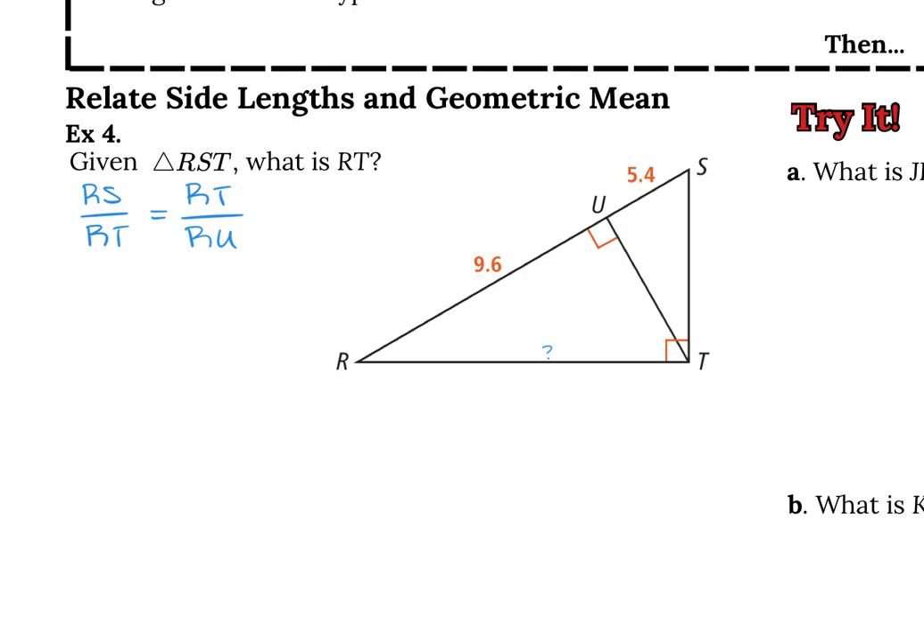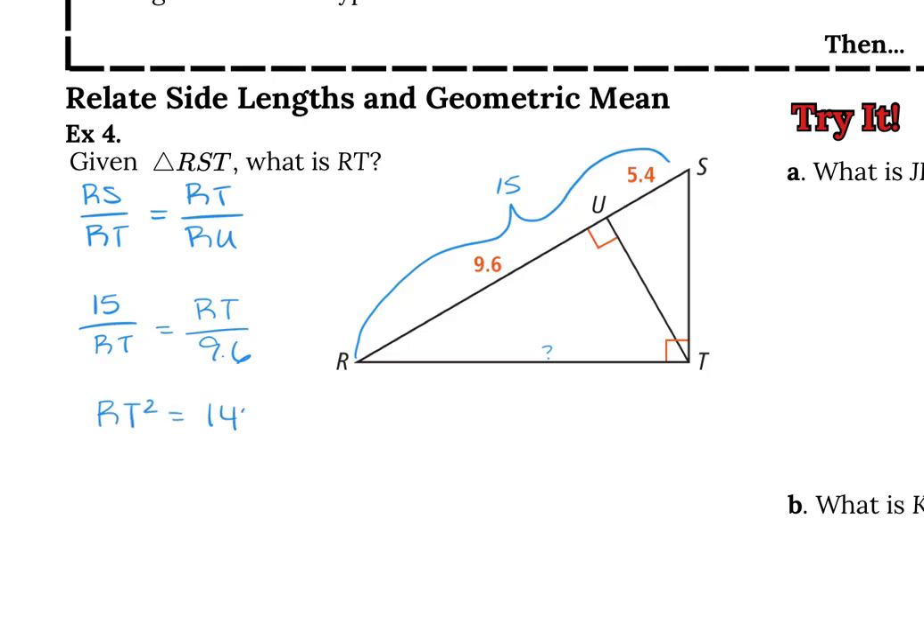Okay, RS is my 2 segments added together, which I would get 15. So RS is 15, my geometric mean. RT is what we're looking for. RU is 9.6. Cross multiply. Take the square root. So RT will end up equaling 12.